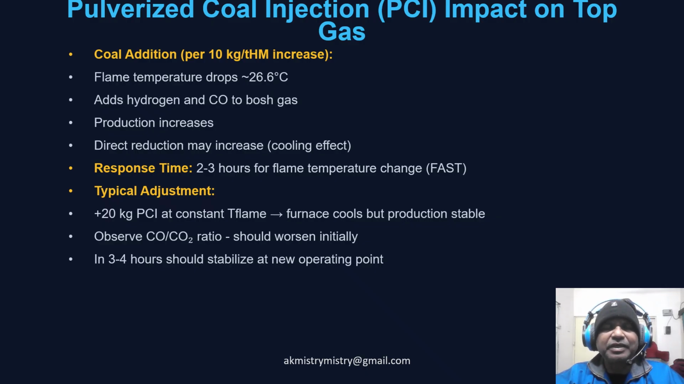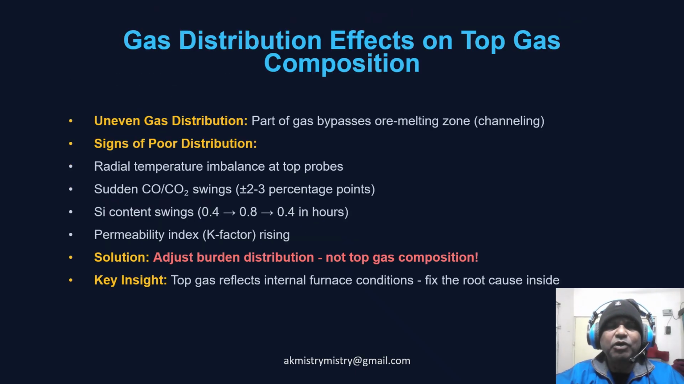For example, increasing PCI by 20 kg at constant flame temperature will tend to cool the furnace while keeping production stable. Initially, the CO to CO2 ratio will worsen, but over 3 to 4 hours, the system should stabilize at a new operating point. So gas distribution inside the furnace strongly affects what you see in the top gas analysis.